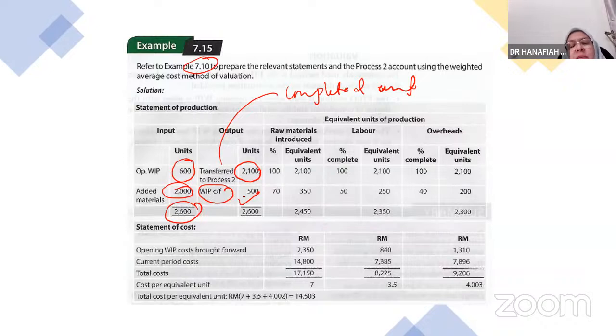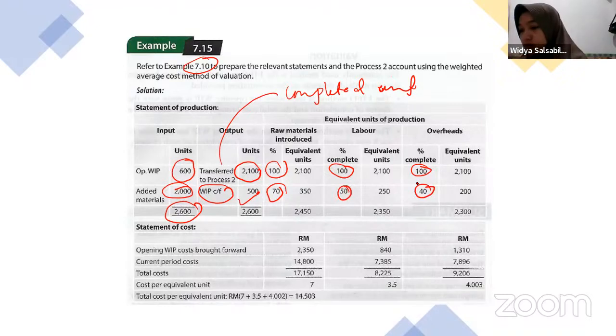Okay, the different, not the remaining balance. The remaining balance is the work in progress. The transfer to process 2,100 actually is complete for that process, and you transfer to the process 2. And again, when it is complete, of course, everything will be 100%, and the work in progress, the percentage, if we refer to the 7.0, the work in progress is 70, 50, and 40.